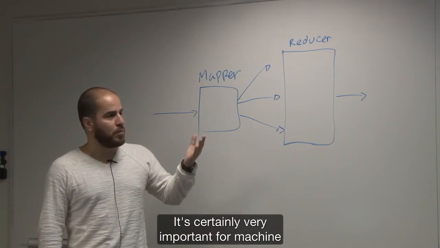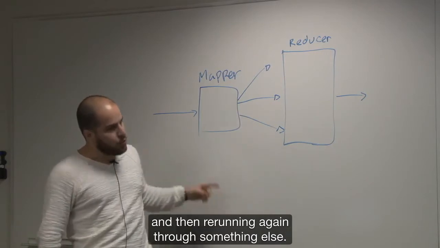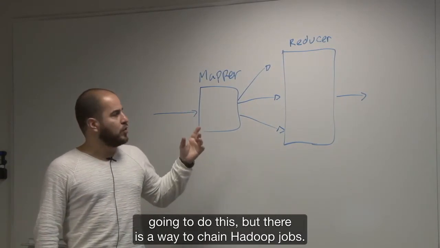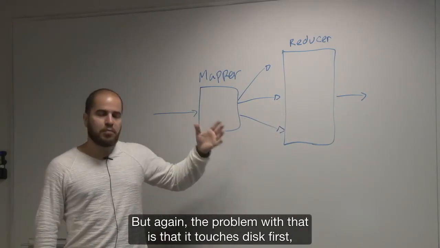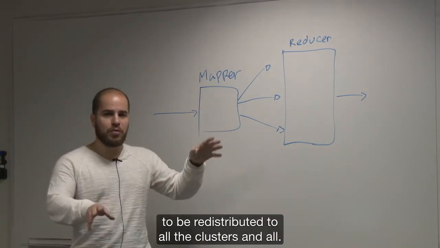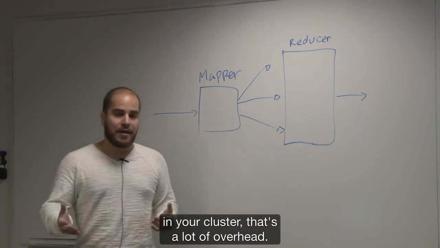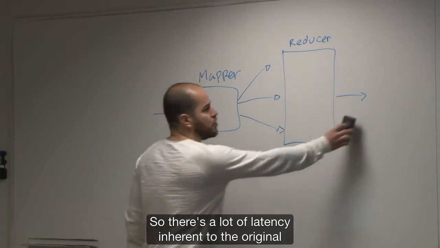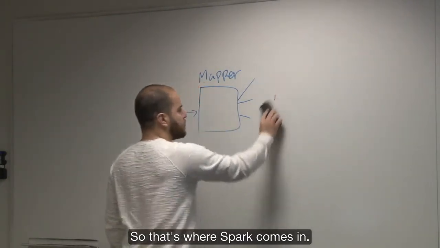It's certainly very important for machine learning, because you usually care about getting the output of a reducer and then rerunning it through something else. Maybe, I don't know if with MRJob you're going to do this, but there is a way to chain Hadoop jobs. But again, the problem with that is that it touches disk first, and then it goes all the way back to be redistributed to all the clusters. And you can imagine if you had hundreds of nodes in your cluster, that's a lot of overhead. So there's a lot of latency inherent to the original MapReduce solution with Hadoop. So that's where Spark comes in.